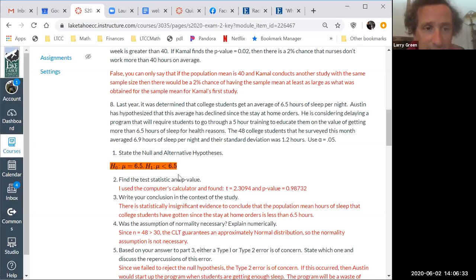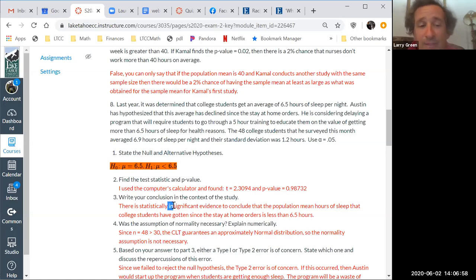Okay, let's look at the second part. Find the test statistic and p-value. That's a matter of computer work. And I got a gigantic p-value, by the way. The test statistic was 2.3 or so. And then write the conclusion. Well, the p-value is gigantic, so it's statistically insignificant.